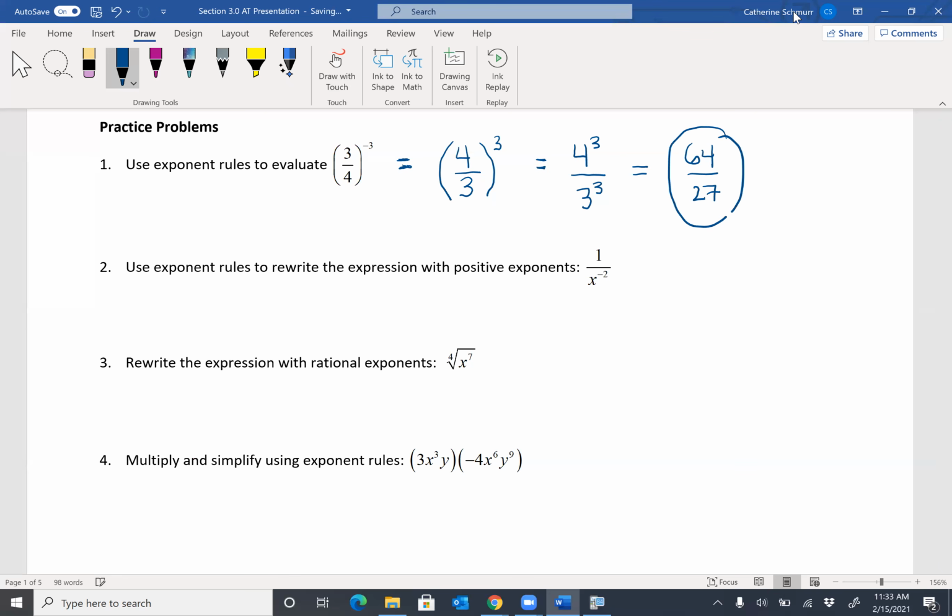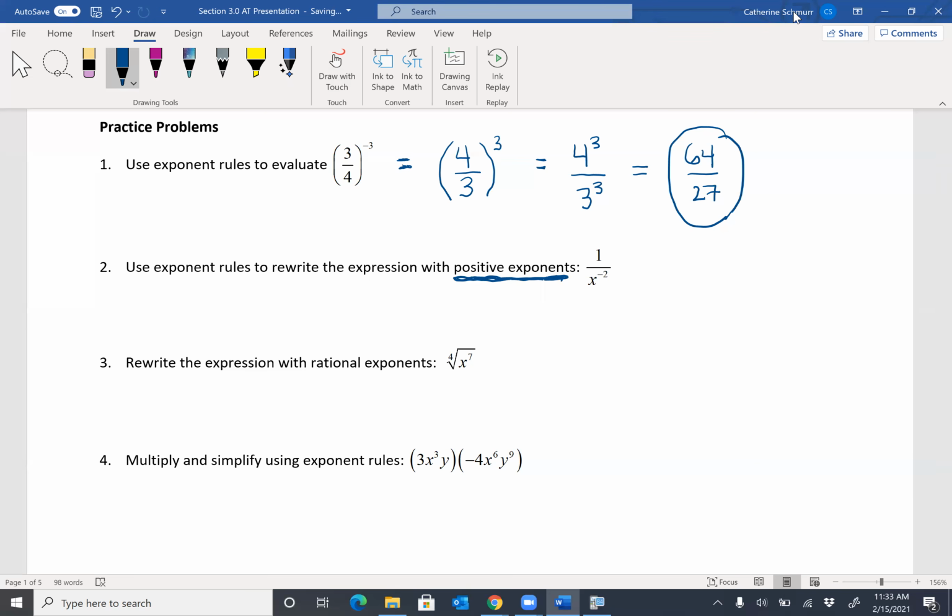So I've used my exponent rules to evaluate. And the work that I would show in doing that is exactly what I put here. So step by step, each exponent rule gets its own written step. Okay, next one, use exponent rules to rewrite the expression with positive exponents. We always want to have positive exponents whenever possible.